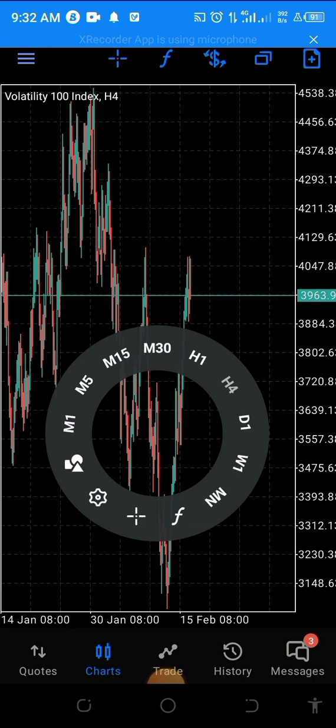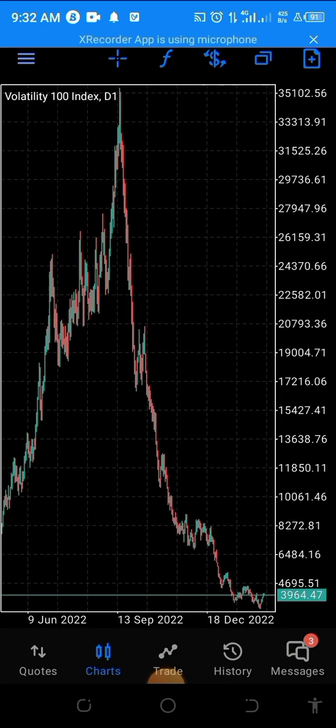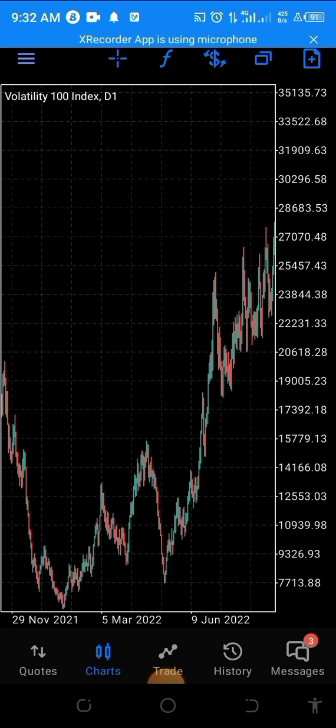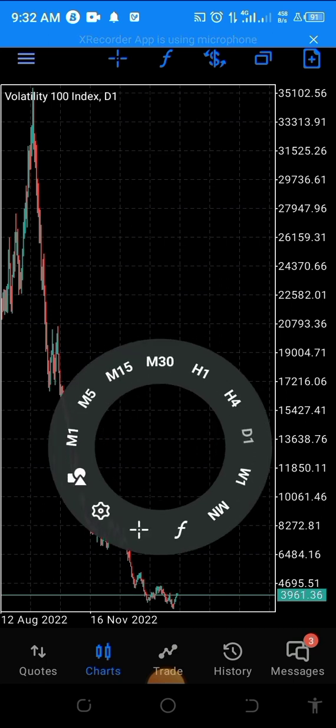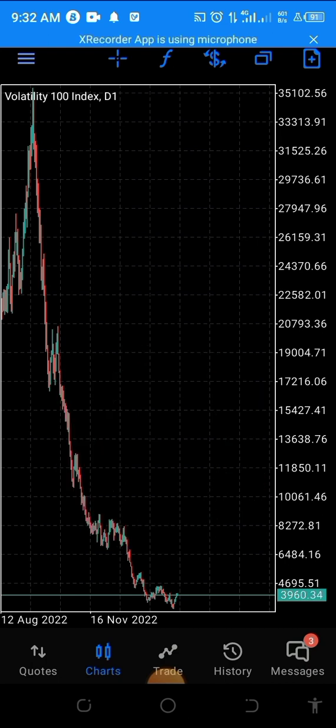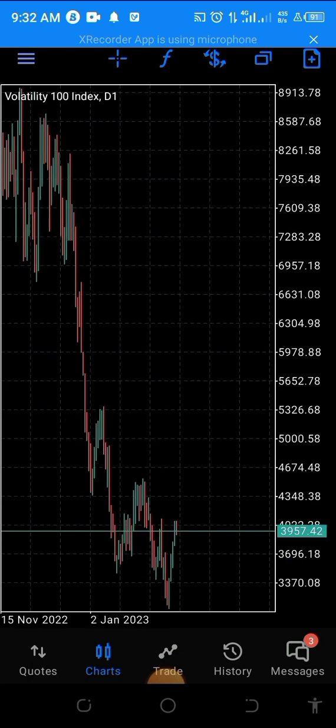First things first, while trading any currency pair or any index using the smart money concept, you first have to identify where the trend is going, or what the trend has been in the past hours. In our case, as we can see, the trend has been bearish for a very long time on the 1 day time frame.